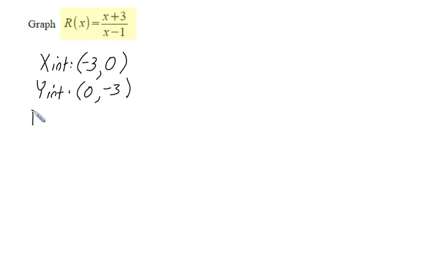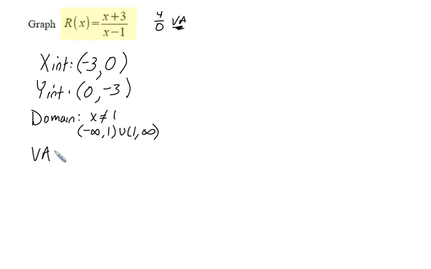Now, when we look at the domain of this particular rational function, there's a problem spot in the denominator. x cannot be equal to 1. So we could say the domain is x is not equal to 1. We could also say it's -infinity to 1 union 1 to infinity, depending on whether we want the interval notation or not. Now that x value of 1, when we plug in x equals 1, we get 4 over 0. So 4 over 0, when we divide by 0, we get a vertical asymptote.